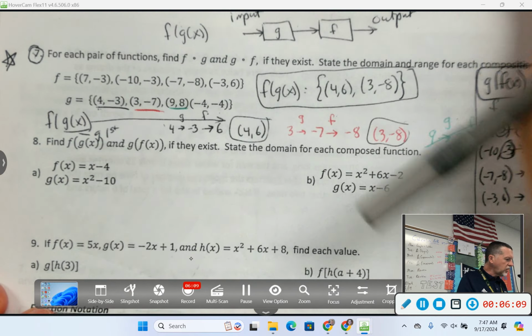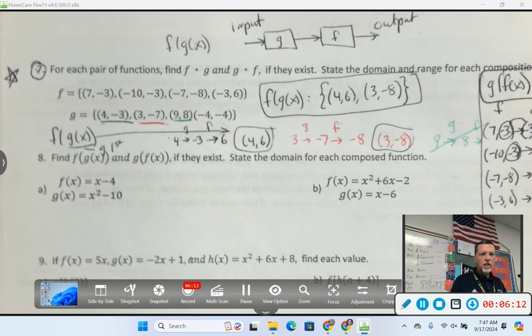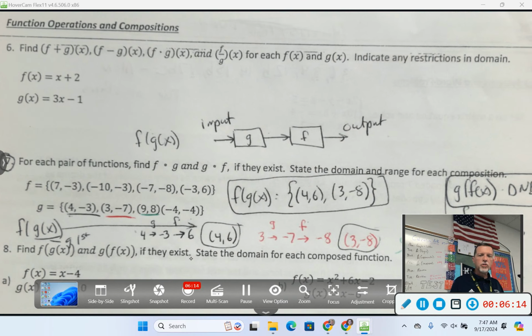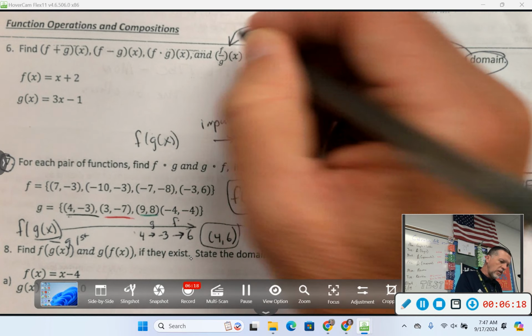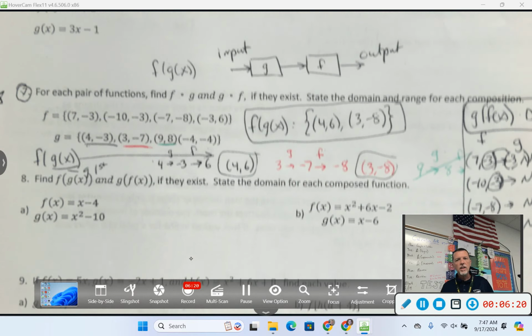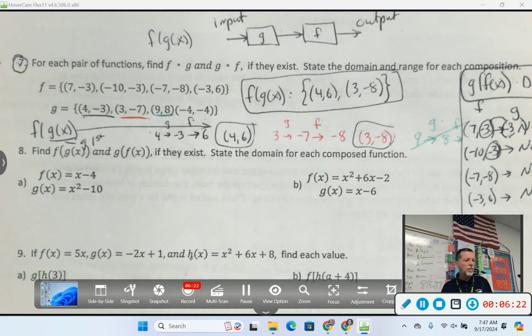Number 6 you did yesterday. Not hard. The only trick would be the domain. And the only one that mattered is the f over g. X is not 1/3. Make sure you can do that in interval notation, though.